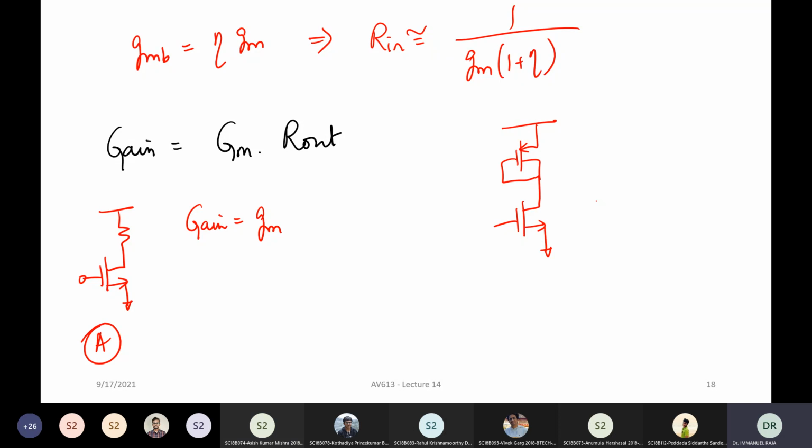What is the total Rout? It's r0 parallel RD. An easier way to do it is, suppose you are standing here. Look down. What do you see? Look up. What do you see? Put both in parallel. If you look up, you have RD. If you look down, at the small signal equivalent circuit, if you take a transistor biased in saturation and look into it, the output impedance is r0. That's all. This is your output impedance.